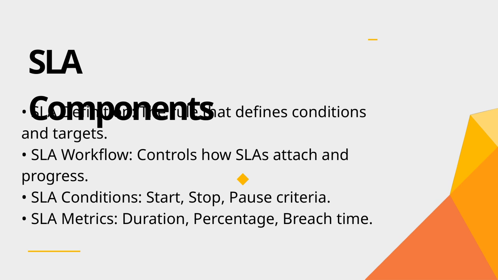Moving on, SLA conditions refer to the start, stop, and pause criteria. These are the triggers that determine when an SLA begins, pauses, or ends, helping us stay on top of service performance. Finally, we have SLA metrics, which include measures like duration, percentage, and breach time. These metrics are vital because they give us quantifiable data on how well we're meeting our targets. Connecting all these components together, they form a comprehensive framework that helps us monitor, control, and improve our service delivery, aligning perfectly with our overall goal of enhancing operational efficiency and customer satisfaction.